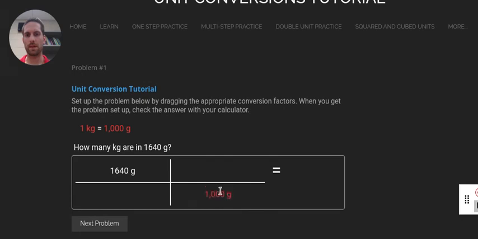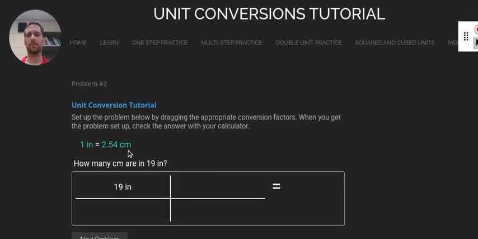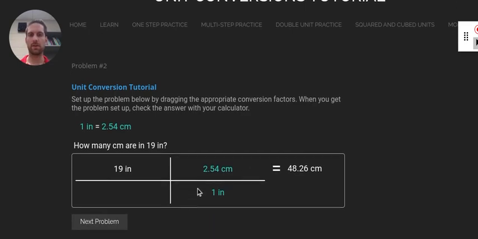So, with how this works, I'm using a mouse, so it's going to be a little bit faster than some of you. What you're going to do is multiply this amount in grams. I'm going to convert it to kilograms by this conversion factor, 1 kilogram over 1,000. Because that's equal to 1, you're not changing it at all. Just multiplying by 1. So 1,640 grams is 1.64 kilograms. So we want to do down and diagonal to cancel. There's our 48.26 centimeters is 19 inches. So we're just multiplying by 1 every time.